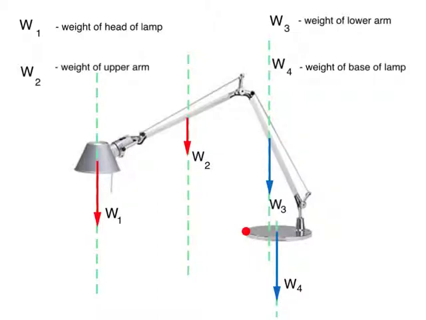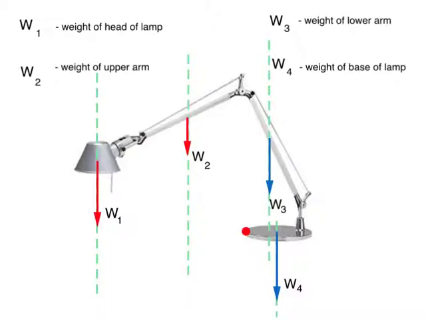The lamp head has a weight, upper arm has a weight, and these two forces provide the anti-clockwise moment about the pivot at this point. The weight of the lower arm and the weight of the base will provide the clockwise moment about the pivot at the same point. If the anti-clockwise moment is more than the clockwise moment, you will have a rotation as mentioned earlier.